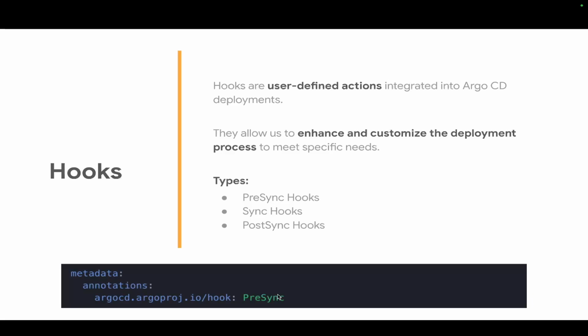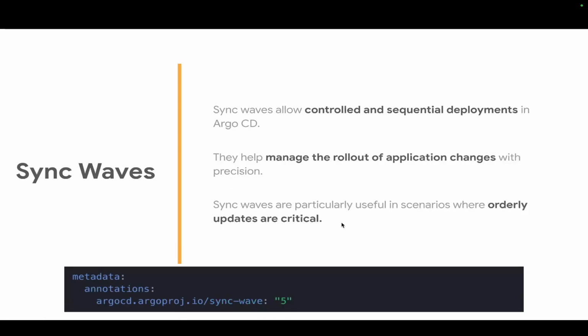Once you have hooks, within each phase you can have one or more waves, and what that allows you to do is ensure certain resources are healthy before subsequent resources are synced. Sync waves are also for the same functionality, where you want controlled and sequential deployments in your ArgoCD cluster, right? But with sync waves, you can go much more granular. For example, in the pre-sync phase, you might have multiple activities, and some of those activities need to be carried out first before the others can be carried out, right?